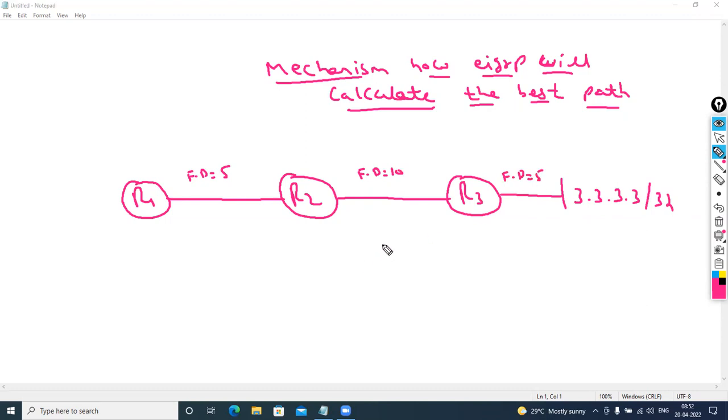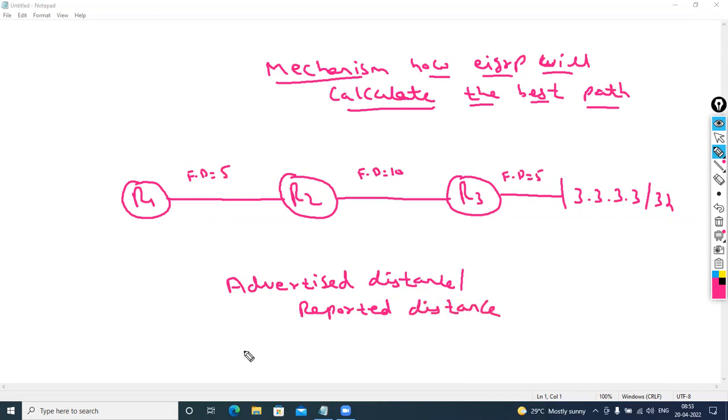Now, you have two terms you need to understand. One is advertised distance, not administrative distance. Don't confuse it with that. We have advertised distance, which we also call reported distance, and we have feasible distance. So you need to understand these two terms.